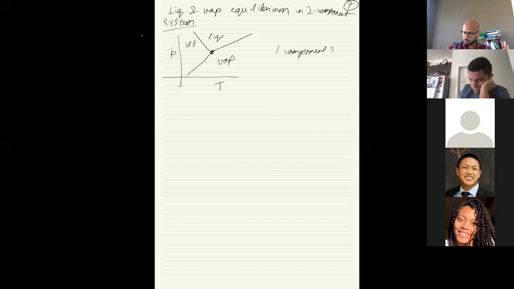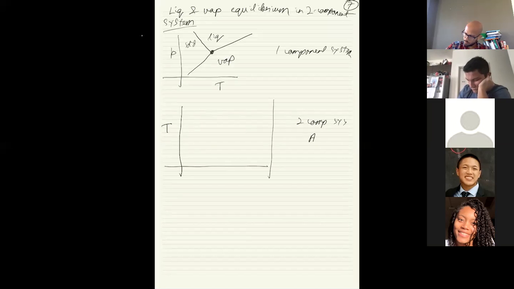For a two-component system, we now have to think about the composition. And the best way to think about the phase diagram for a two-component system is to not look at pressure and temperature, but to look at temperature and composition. That's the most popular way. So let's say our two-component system is made up of A and B. On the bottom axis, we will talk about the mole fraction of B, and that will go from 0 to 1. And we can think about this phase diagram.